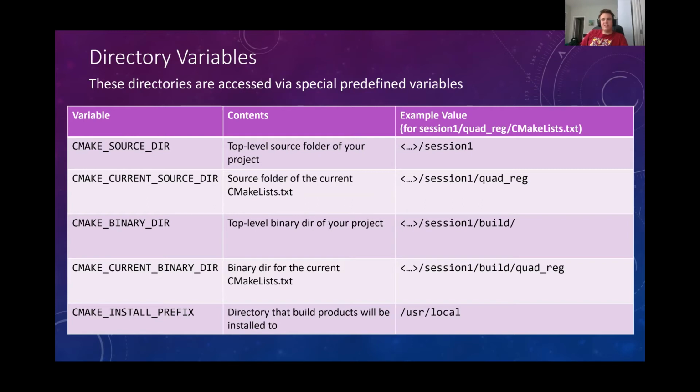That makes sense? Wait, so why is CMAKE_SOURCE_DIR pointing to session 1 and not quadreg? Because CMAKE_SOURCE_DIR always points to the top level directory. So how does it know which one the top level directory is? That is the directory with the top level CMakeLists.txt. Basically you have a top level CMakeLists.txt that sets up the build system and that includes the other CMakeLists.txt. You can't run a subdirectory CMakeLists as a top level CMakeLists usually. Okay, and so you have one that's designated as the top level.